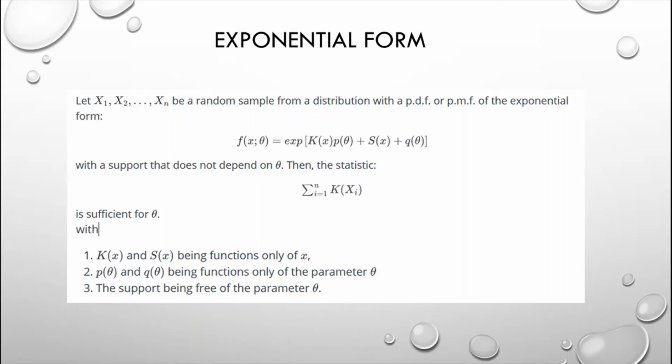In that form, we have k(x), which is the sufficient statistic and depends only on x. Then p(theta) is the function which depends on the parameter theta. Then s(x) is another function which depends on x only. And then we have q(theta), another function which depends on the parameter theta only. So if you get your expression into this form, you automatically know that k(x) is your sufficient statistic.